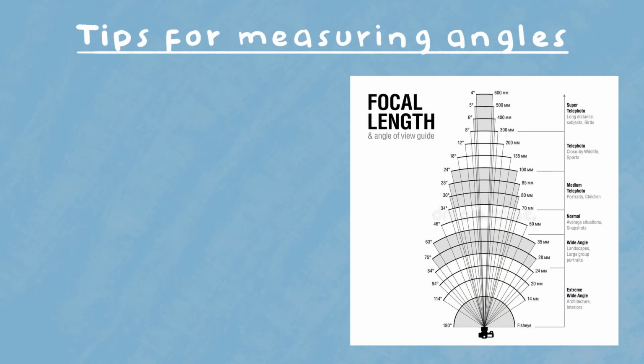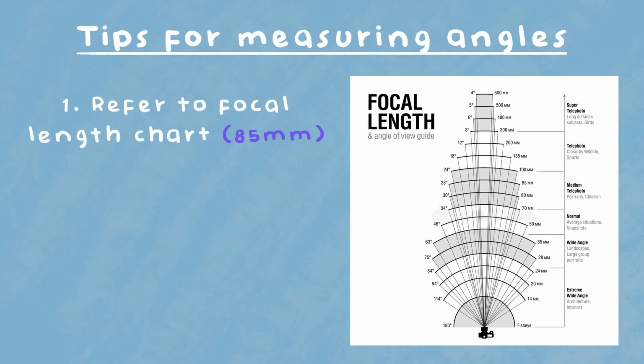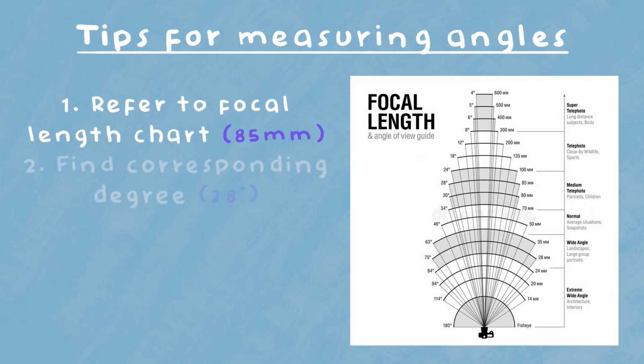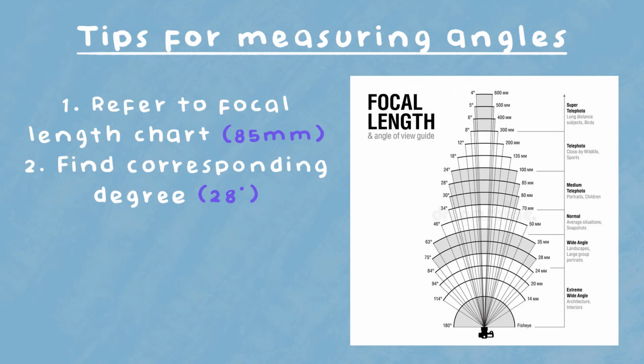So here is also a useful tip for measuring angles. The first step is to refer to the focal length chart and then pick a lens. And in this case, just for an example, I'm going to pick a medium telephoto at 85 millimeters. The second step is to find its corresponding degree, and in this case, ours is 28 degrees.